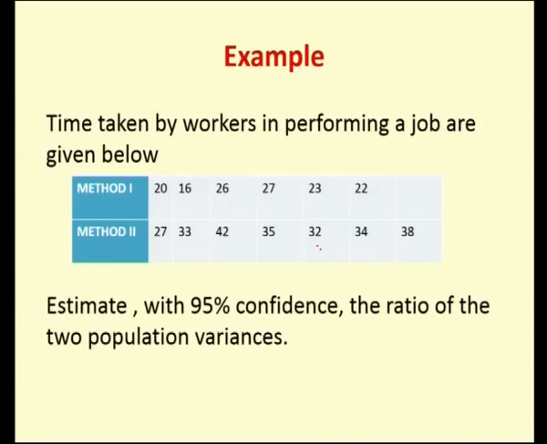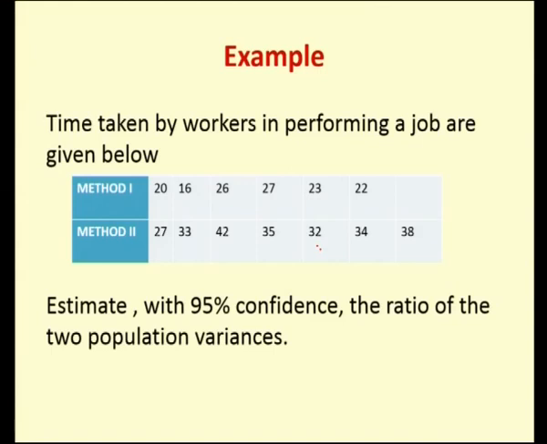So, here let us look into the problem of how to get the ratio of the variances. Time taken by workers in performing a job is given below. Two methods are considered. For method 1, the values are given as 20, 16, 26, 27, 23 and 22.